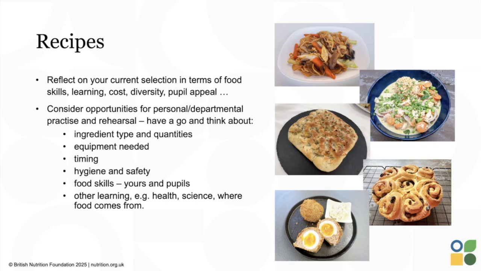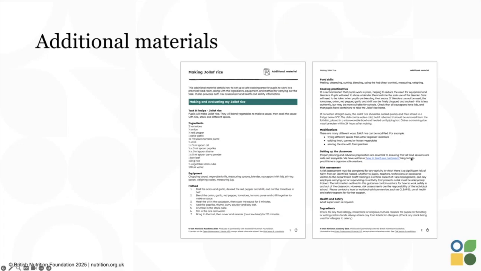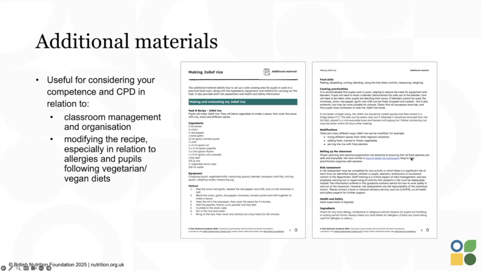So there's lots of advice and resources around that elsewhere, particularly on Food A Fact of Life, that would help you with that. But also other learning that you're going to include in the recipes, and again, your own skills and knowledge around that. So could it be about health? Do you need to potentially update a little bit around healthy eating and nutrition? What about your food science knowledge? Do you need to update that? And where food comes from? So there are lots and lots of opportunities to do CPD, both as a team and also individually. And then using the additional materials that I spoke about earlier on.